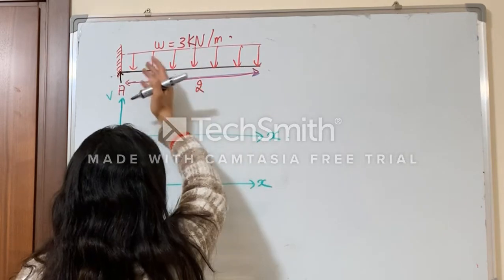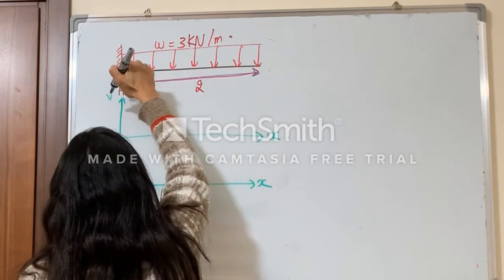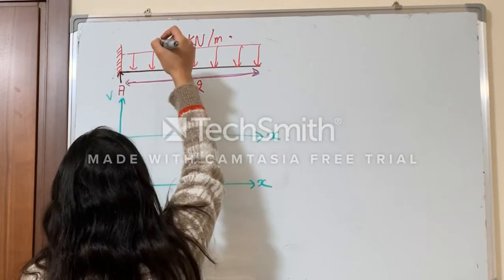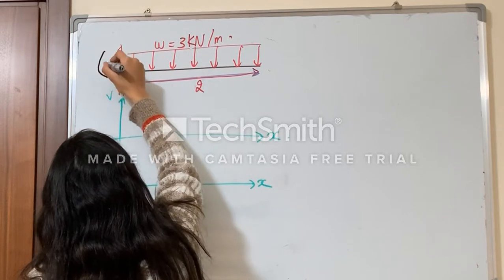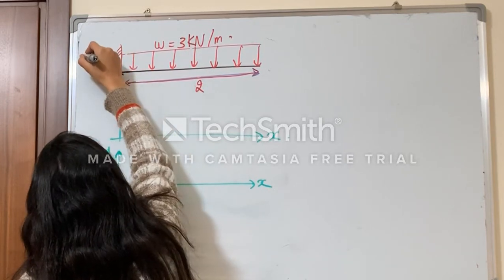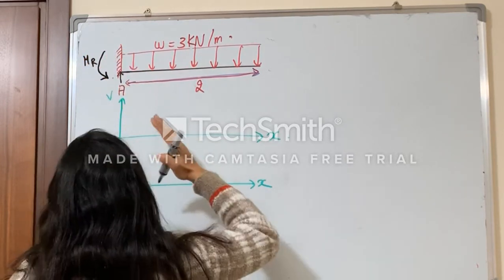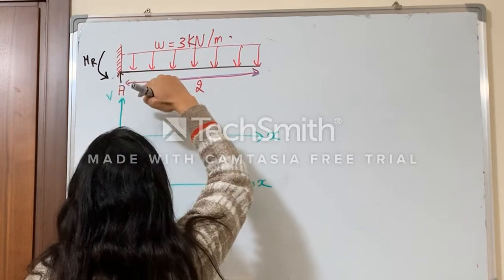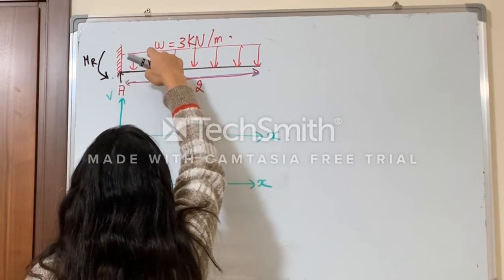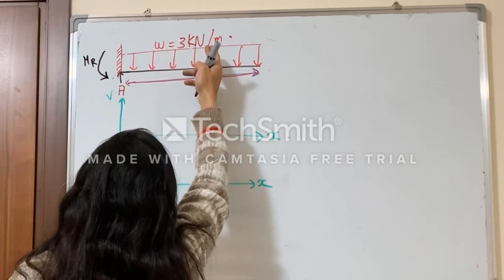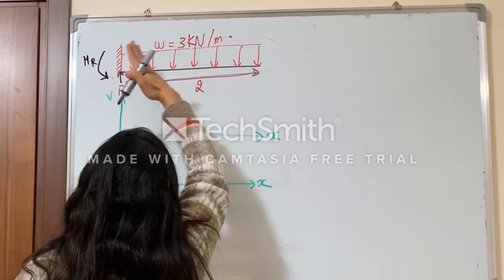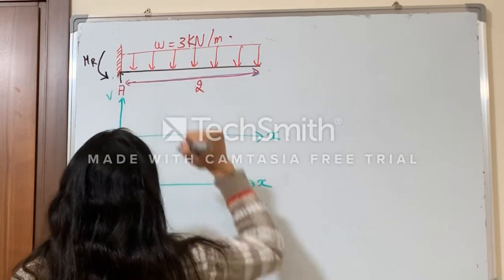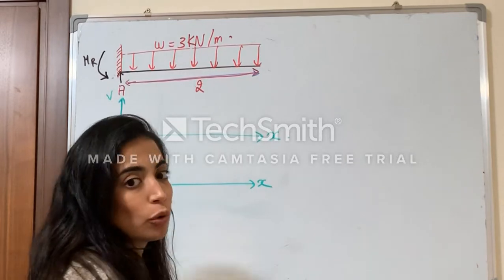And since there is no horizontal force here, of course the horizontal reaction will be equal to zero. And I will have a moment reaction here. So I can guess that this moment reaction will be counterclockwise because the distributed load will be clockwise. So in order to have equilibrium, this moment should be opposite to this distributed load moment.